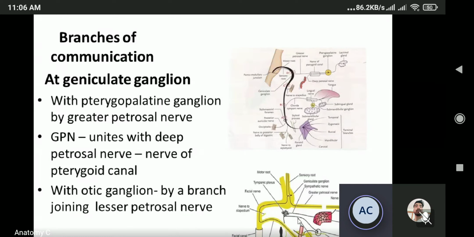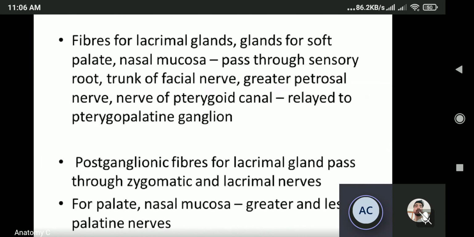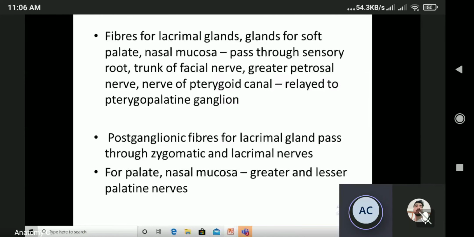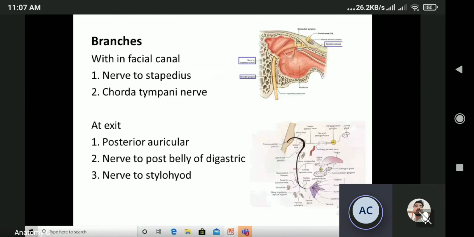Now the fibers are mainly for the glands like the lacrimal gland, glands of the soft palate, and the nasal mucosa. They all pass through the sensory root, then to the trunk, then by the greater petrosal nerve, which forms the nerve of the pterygoid canal, and then they are related to the pterygopalatine ganglion. Whereas the postganglionic fibers for the lacrimal gland pass through the zygomatic as well as the lacrimal nerves, and for the palate and the nasal mucosa, they mainly pass by the greater and the lesser palatine nerves.